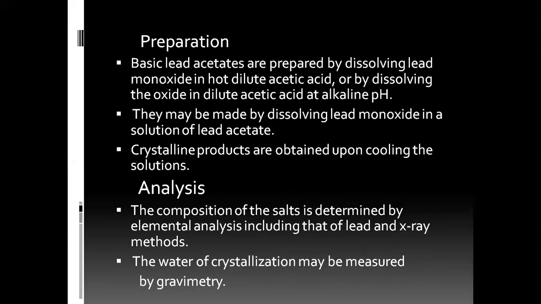Preparation of basic lead acetates. Basic lead acetates are prepared by dissolving lead monoxide in hot dilute acetic acid, or by dissolving the oxide in dilute acetic acid at alkaline pH. They may be made by dissolving lead monoxide in a solution of lead acetate. Crystalline products are obtained upon cooling the solutions.